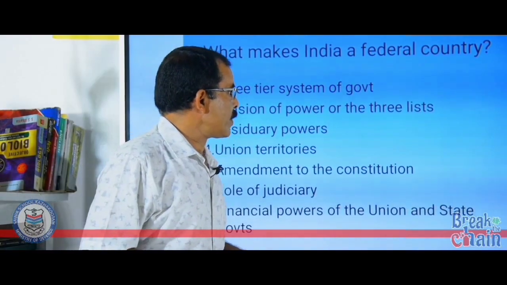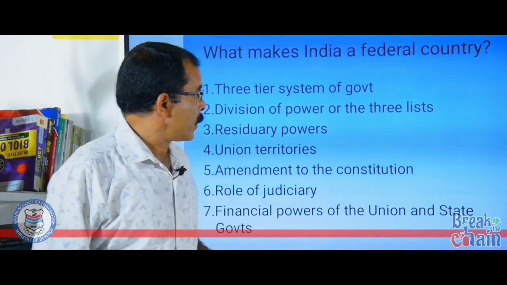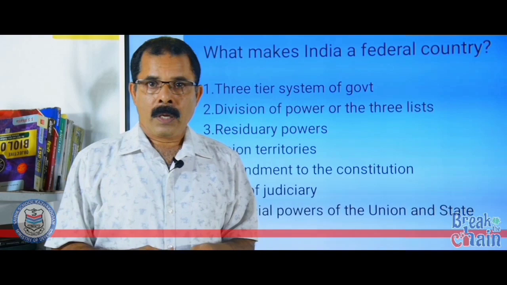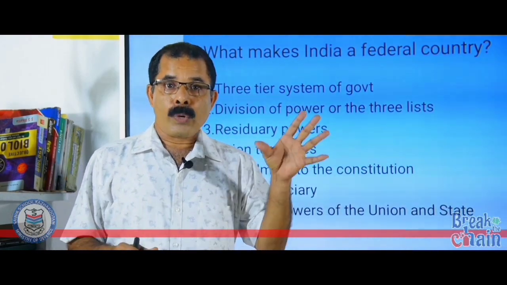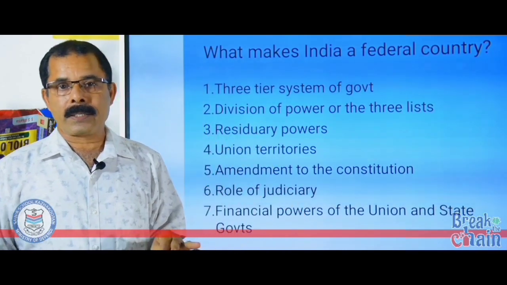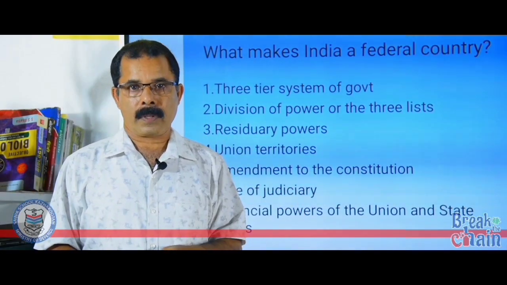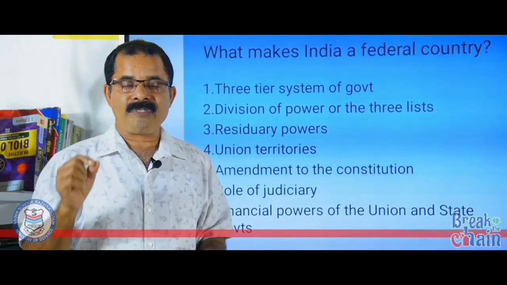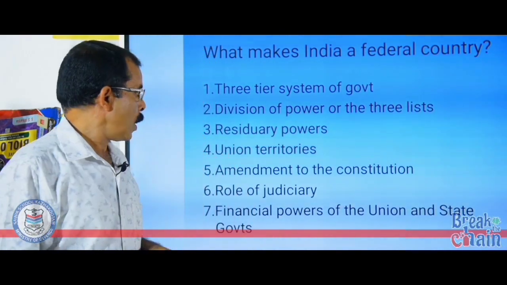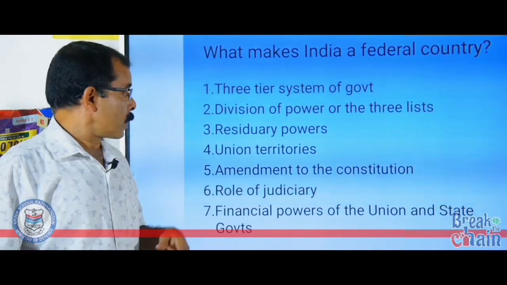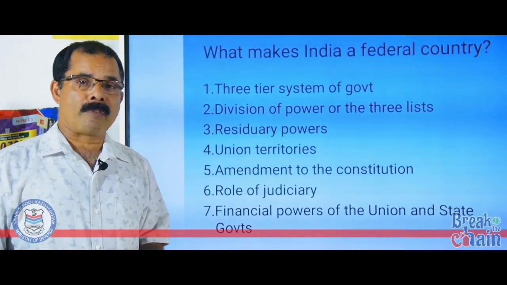Second point, the division of power, or the three lists. The constitution enlists the union list, state list and concurrent list, and these lists define the powers of the central government and state governments. Now we have a third point, the residual powers.